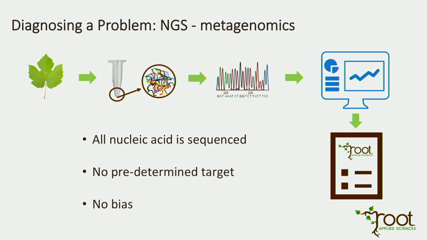So the next technique I'm going to talk to you about is next generation sequencing based. It's a metagenomics approach, and this is what we use at Root Applied Sciences. But I do want to point out there are next generation sequencing based methods that are not metagenomics based. They're amplicon based, so they use primers just like PCR and qPCR. Instead of just reading a positive or a negative, they sequence in between those primers, but they're still based on primers. What we're doing is metagenomics based.